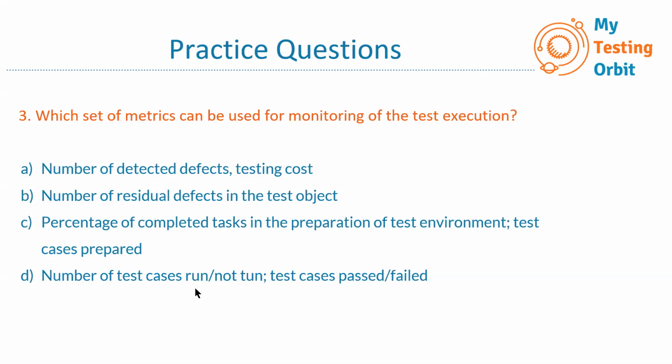So number of test cases run, not run. Sorry, this is a typo. Test cases passed, failed. Yes, so if you see, all of these are important metrics, but when we are talking about the metrics for test execution, then it talks about the execution of the test. So it's number of test cases run, not run, test cases passed, failed.